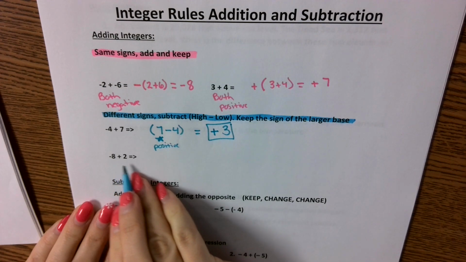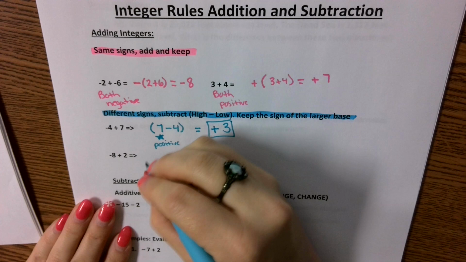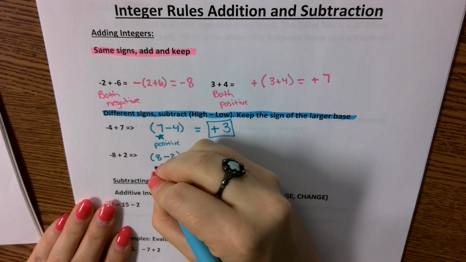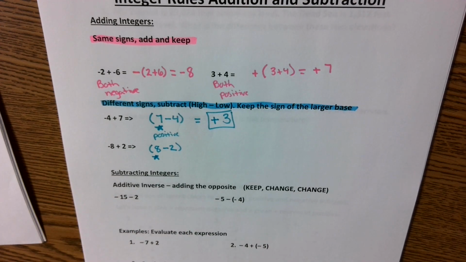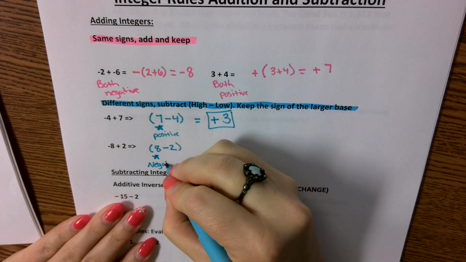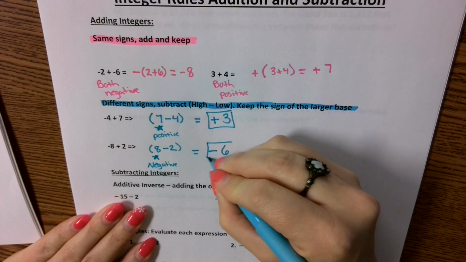In a situation like negative 8 plus 2, again, they are differing signs that we are adding together, so we're really just going to do 8 minus 2. And again, was 8 the higher base? Was 8 a positive or a negative? It was a negative. That means that our answer is going to be a negative. So we would have -6 as our answer.